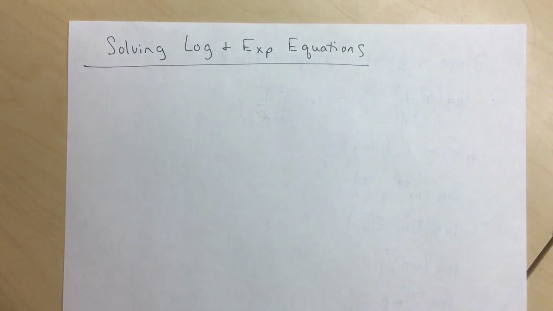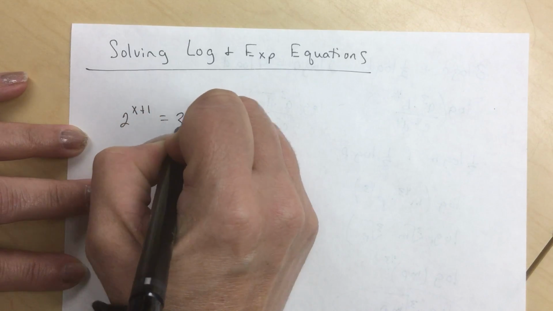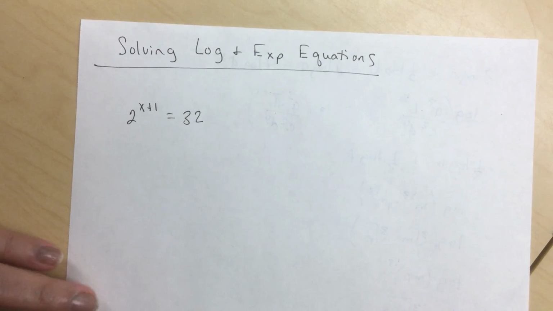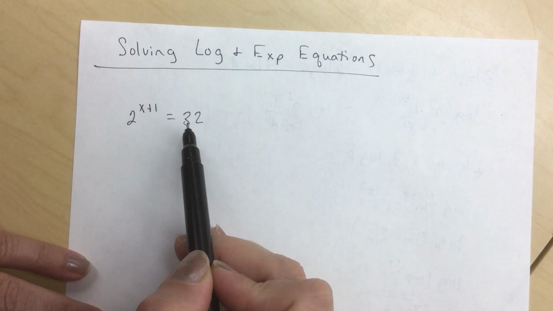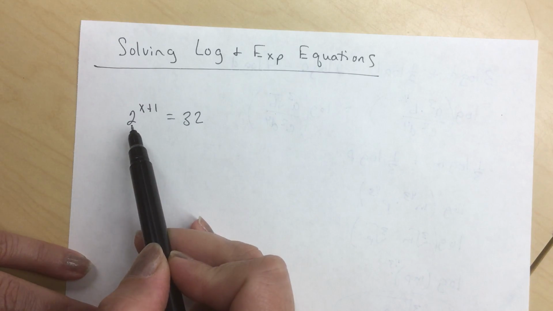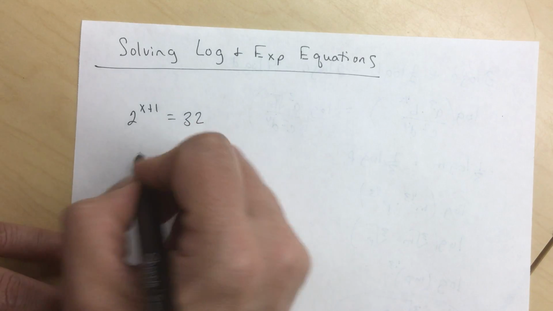In this video, I'm going to do examples of solving log and exponential equations. So we'll start out with 2 to the x plus 1 equals 32. Now there's a shortcut to these. If you can write the number with the same base as this side has, then you can just use a shortcut. So I can write 32 as 2 to the 5th.